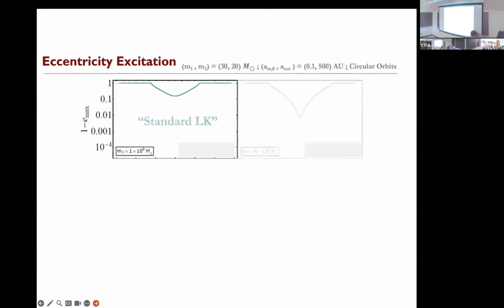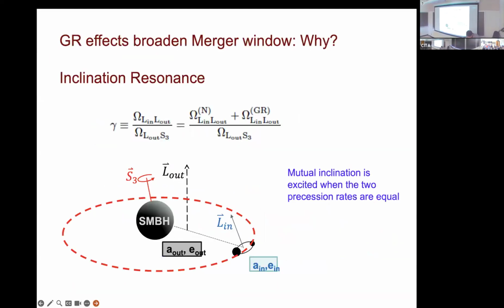Well, it's all about this ratio, I think, right? It's true this term is small, but this other thing is also small, higher than the GR precession. You have to look at this ratio of these two frequencies.